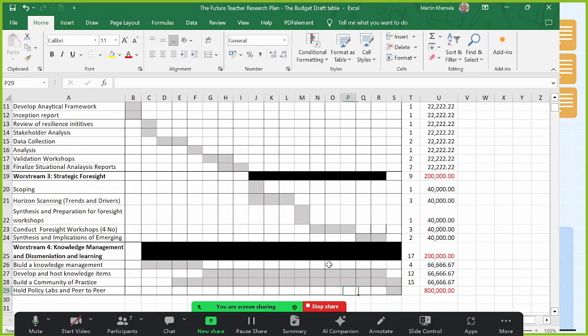And then this one is hold policy, lab, and peer-to-peer activities. Yeah, 1 month seems very short for that. This one is part of dissemination. Should we say 3 months? I don't know. These are just policy. Yeah, it's part of dissemination. It can be longer, yeah. So I just copy and paste this. So 3 months for this one towards the end. Okay.